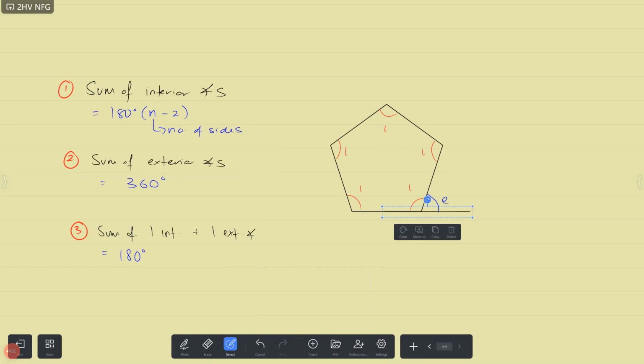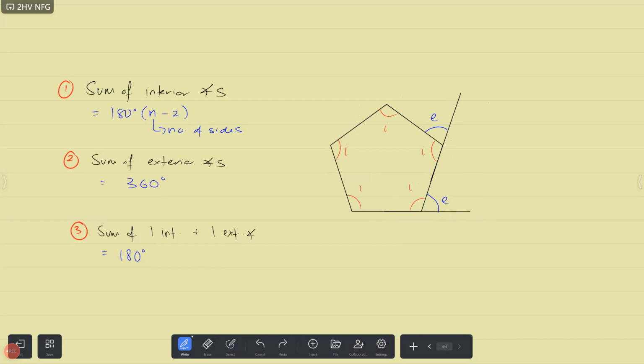I will do the same thing. I will take another line and extend this side, and then this becomes my exterior angle. That is why it brings us to number 3. The sum of one interior and one exterior angle equals 180 degrees. This is basically the sum of angles on a straight line. We obtain this line by extending the side.